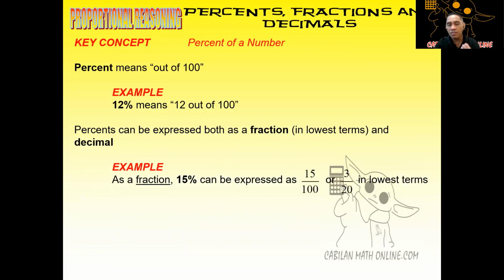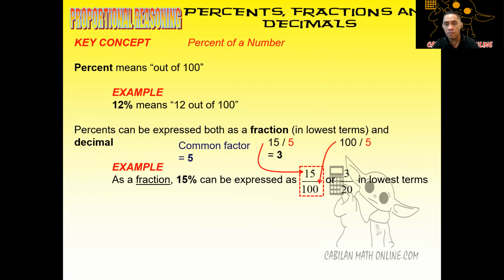When we have something like 15% and you're expressing it as a fraction, 15% is 15 over 100. Anytime you have a fraction, you must always express it in lowest terms. So let's quickly review how we can do that the long way. We take 15 over 100, and the common factor of 15 and 100 is 5. When we divide 15 by 5, that gives me 3, and when we divide 100 by 5, that gives me 20. That's how we get 3 over 20, which is the fraction in lowest terms for 15 over 100.